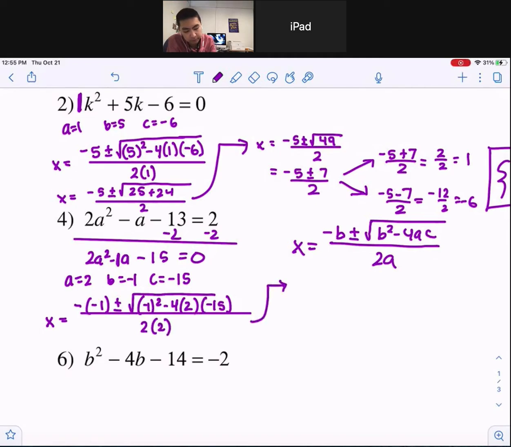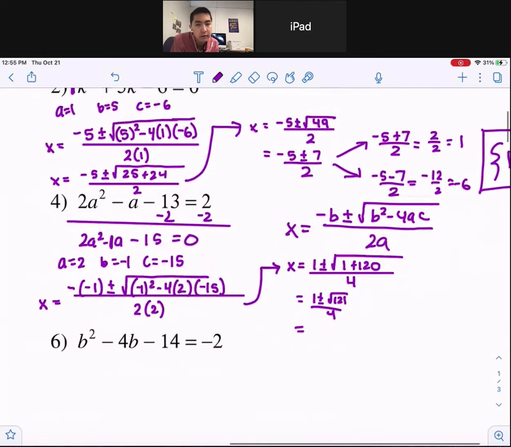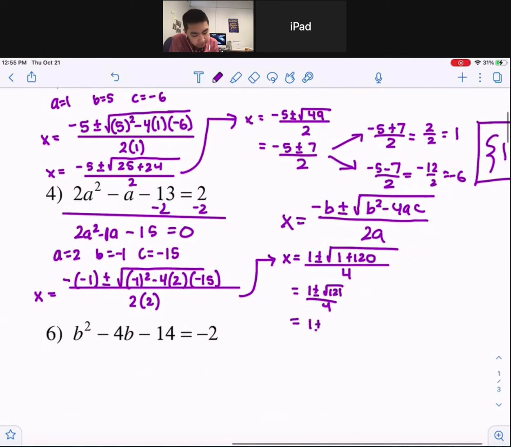Much better. x is going to equal negative of negative 1, which is positive 1, plus and minus 1. Negative 4 times 2 is 8. 8 times 15 is a positive 120, all over 4. And this is 1 plus or minus the square root of 121 over 4. And 121 is a perfect square of 11.